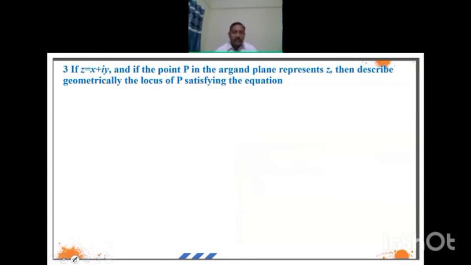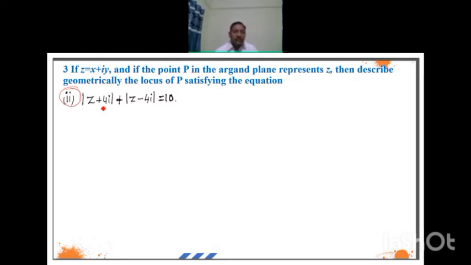Find the locus of z satisfying the given condition: mod of z plus 4i plus mod of z minus 4i is equal to 10. So here it is one more important question. This question is particularly from exercise 1C, Roman number 2, question number 3, Roman number 2. This is one of the important questions for 4 marks.